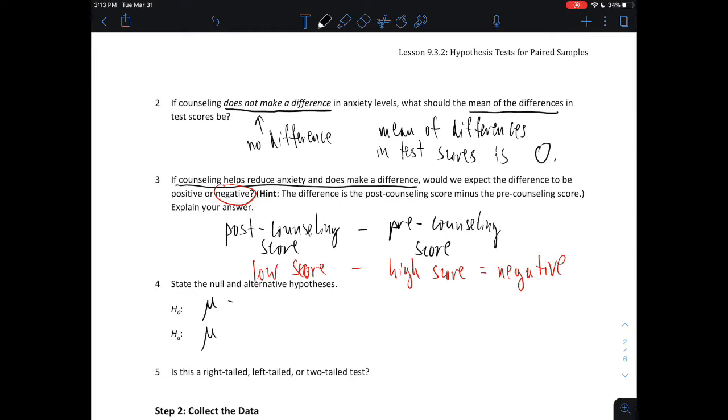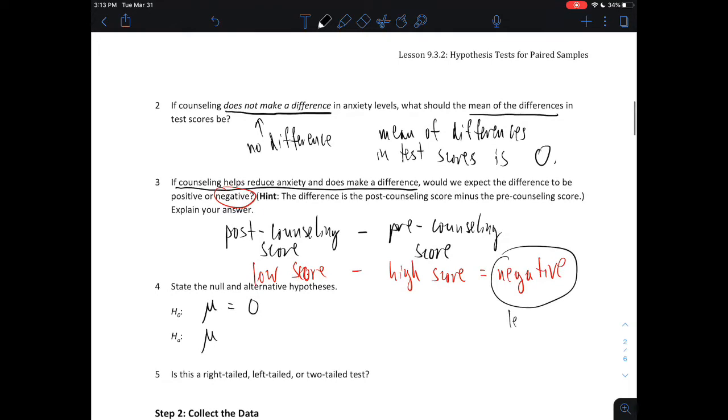We have to use equality in the null hypothesis. And let's think of what we wrote in number 2. The mean of differences in test scores is 0, which means mu is equal to 0. And then for the alternative hypothesis, we just have to compare mu with 0. And here we can think of what it means to be a negative number. It means less than 0, which means the symbol for number 4 would be mu for the mean is less than 0.